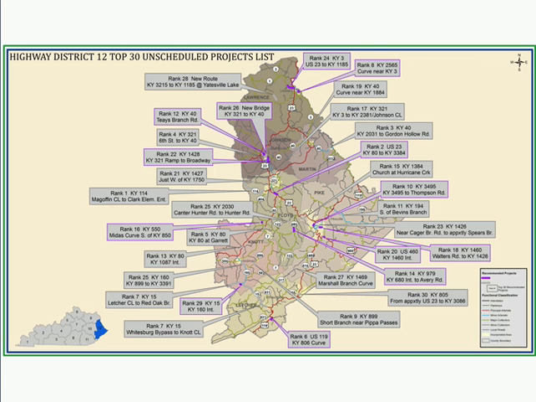The unscheduled needs list was analyzed by the team using the data to set priorities. The highest priorities were determined based on the severity of their needs, as spatially shown on this map of one highway district, and they would then be moved to the unscheduled project list.